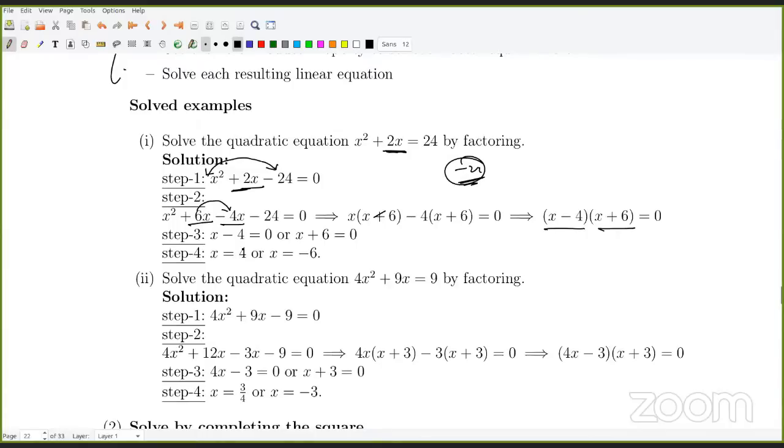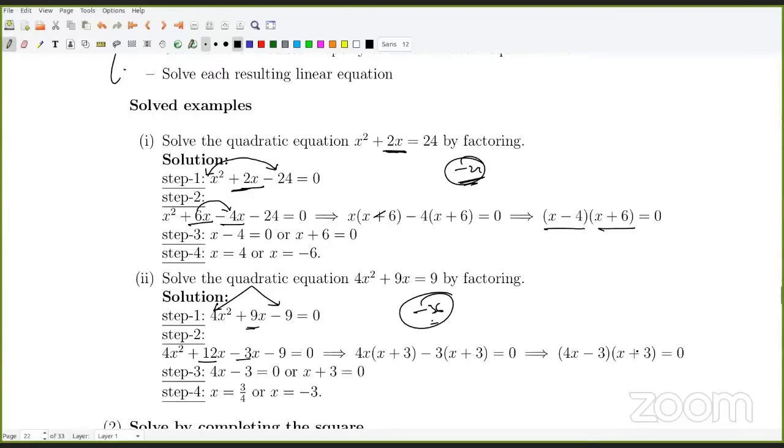Okay. Similarly, below one, we have 4x square plus 9x is equals to 9. Make it into the standard form. Now you see, the product of the constant and the x square coefficient is minus 36. So now you have to split 9 into two numbers such that the product is minus 36. Like this, plus 12 and minus 3. The same thing, take 4x common from the first two, minus 3 common from the next two.